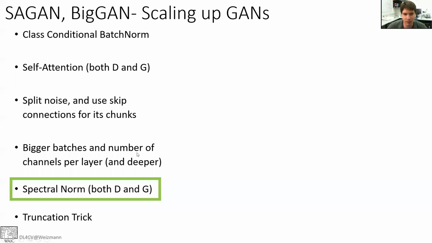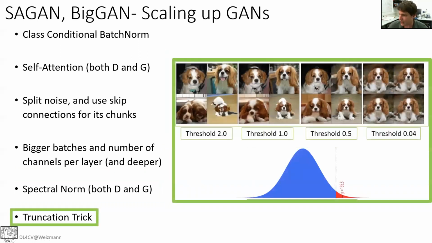Without them, it's very imbalanced and everything doesn't work. And the last trick is called the truncation trick. So the truncation trick is very simple. You say training all goes the same, nothing is changed.